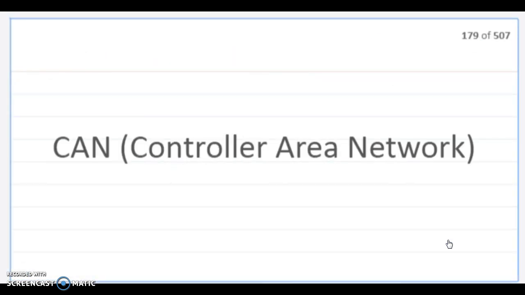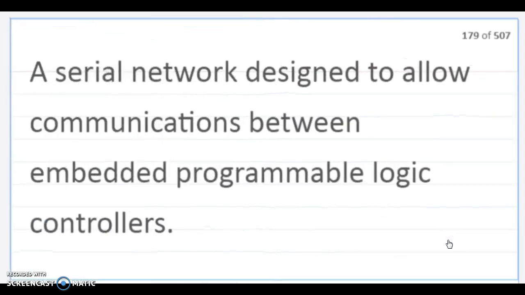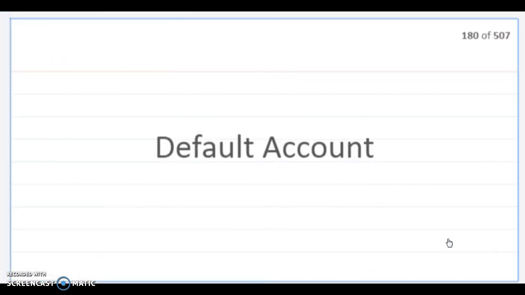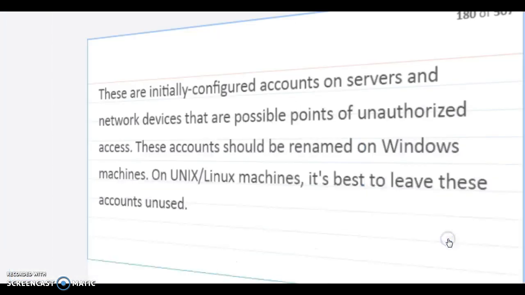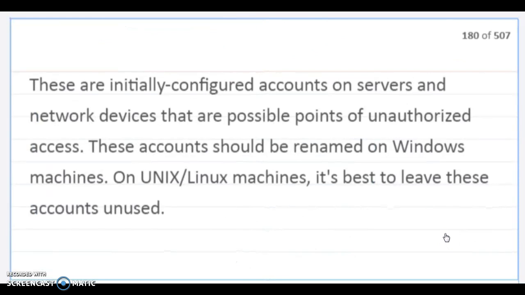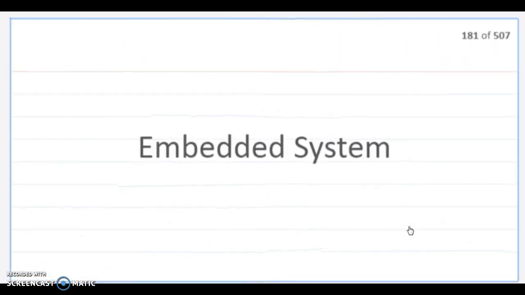CAN, or Controller Area Network, is a serial network designed to allow communication between embedded programmable logic controllers. Default account. These are initially configured accounts on servers and network devices that are possible points of unauthorized access. These accounts should be renamed on Windows machines. On Unix or Linux machines, it's best to leave these accounts unused.